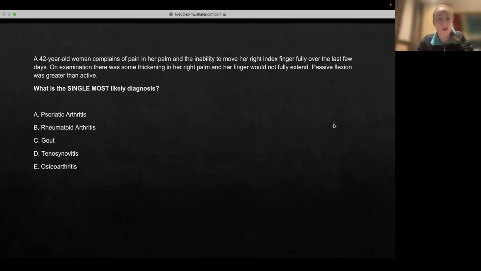Okay, next question. A 42-year-old woman complains of pain in her palm and the inability to move her right index finger fully over the last few days. On examination, there was some thickening in her right palm and her finger would not fully extend. Passive flexion was greater than active. What is the single most likely diagnosis?